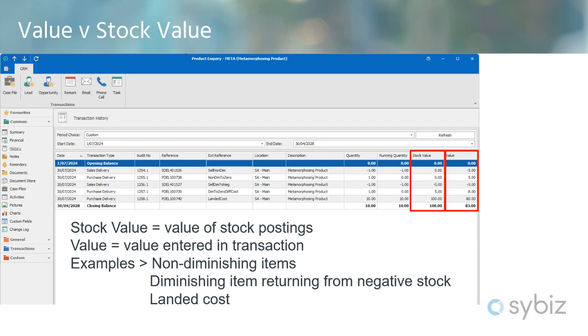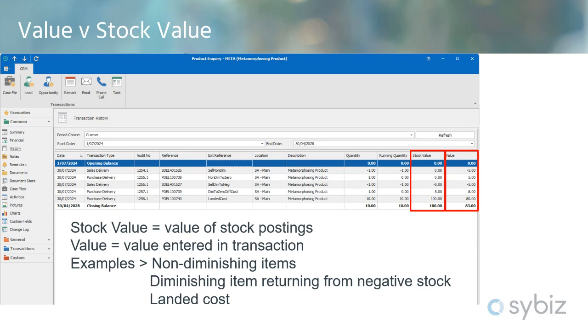Then if we purchase that same item, you get the opposite effect happening. The reason we purchase it is because we needed to get back to 0 if we wanted to change it to a diminishing item, which is what we do at the next step. Now that this item is diminishing, we flagged it to allow it to go into negative as well, and so we've just sold 1 into negative. Now that it is a diminishing item, we have a stock value as well, and that value is the same.